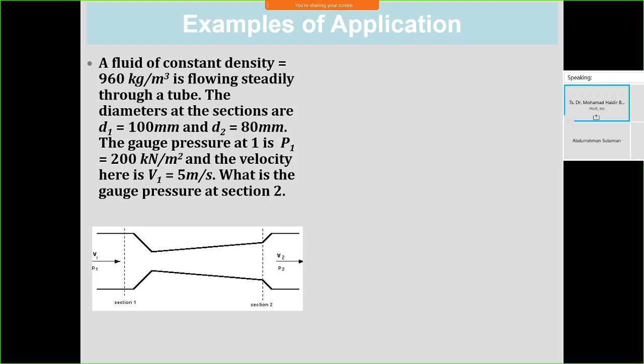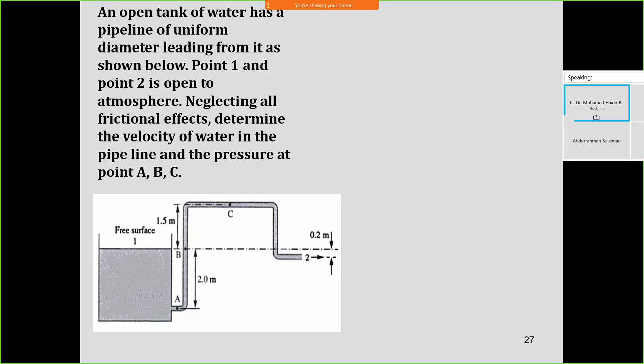Okay, we go to the second example. A fluid of constant density, 960 kilogram per meter cube, is flowing steadily through a tube. The diameter at section D1 is 100 millimeter and D2 is 80 millimeter. The gauge pressure at point 1 is P1 equal to 200 kilopascal and the velocity here is 5 meter per second. What is the gauge pressure at point 2?